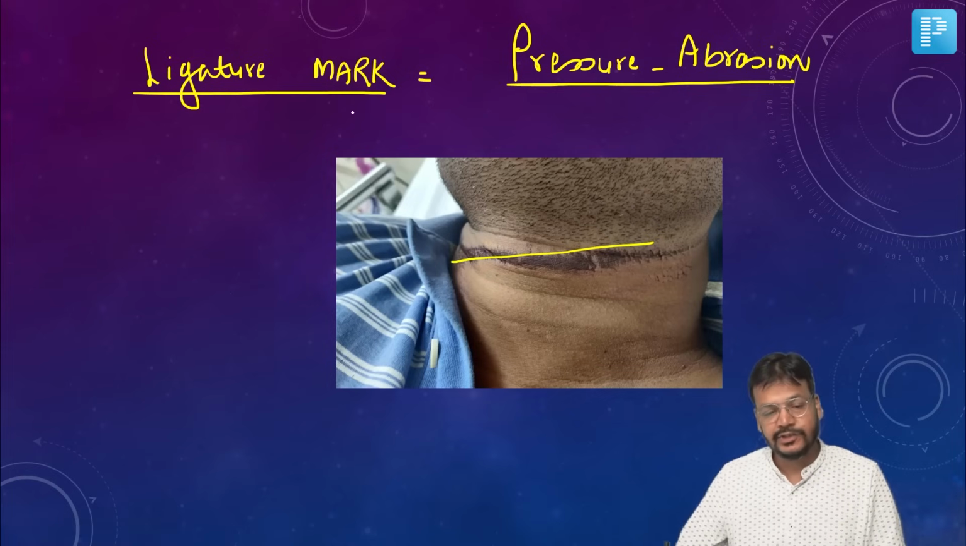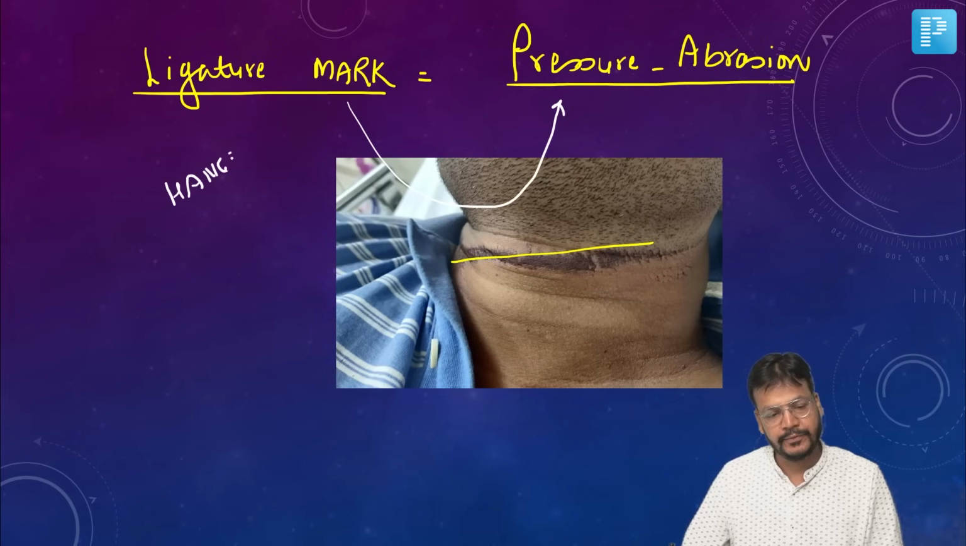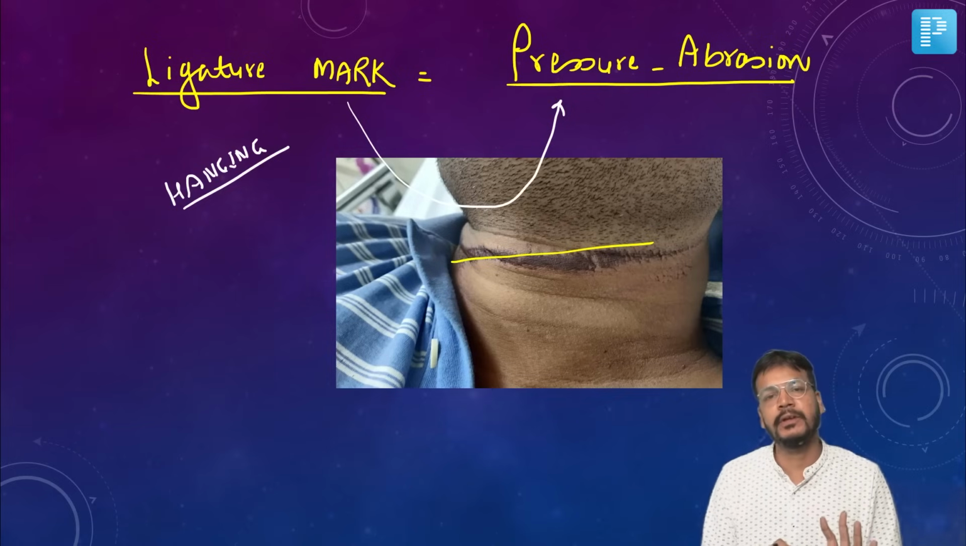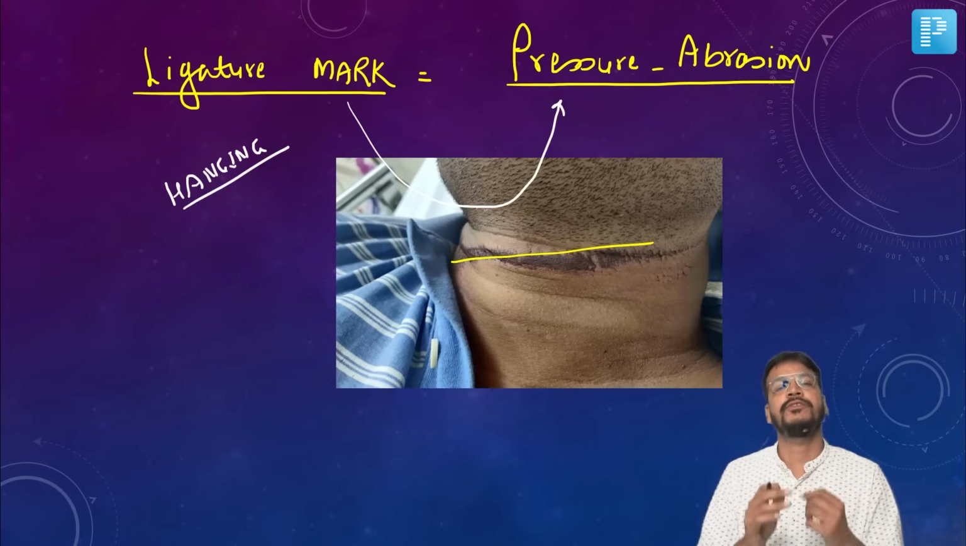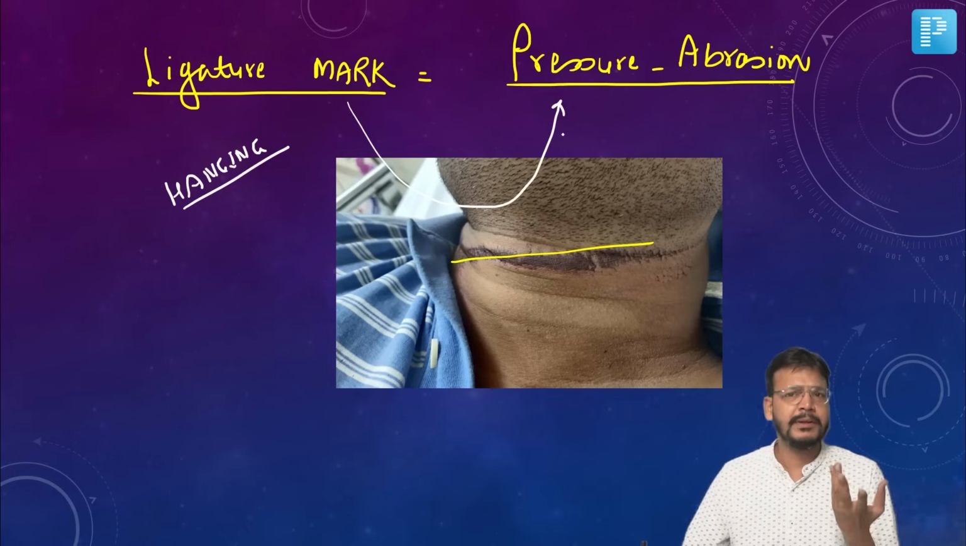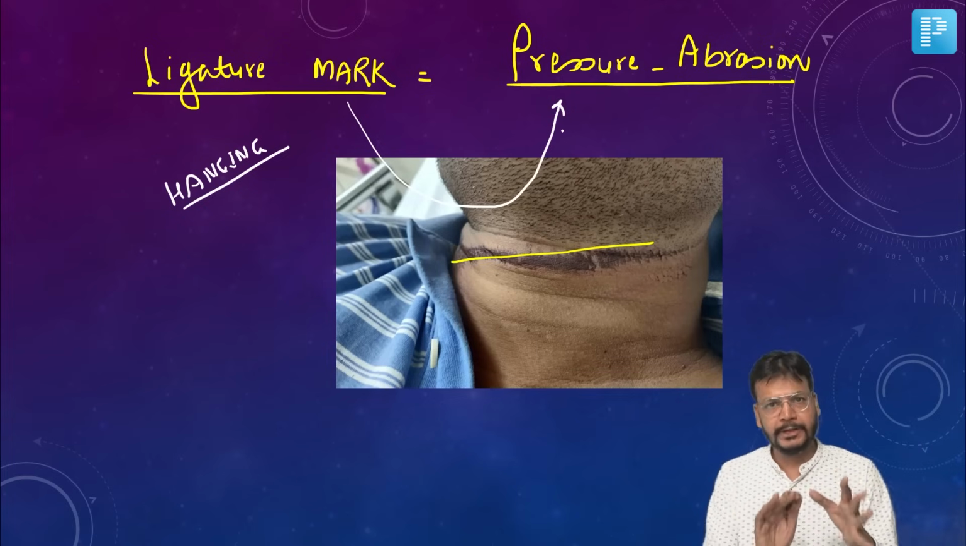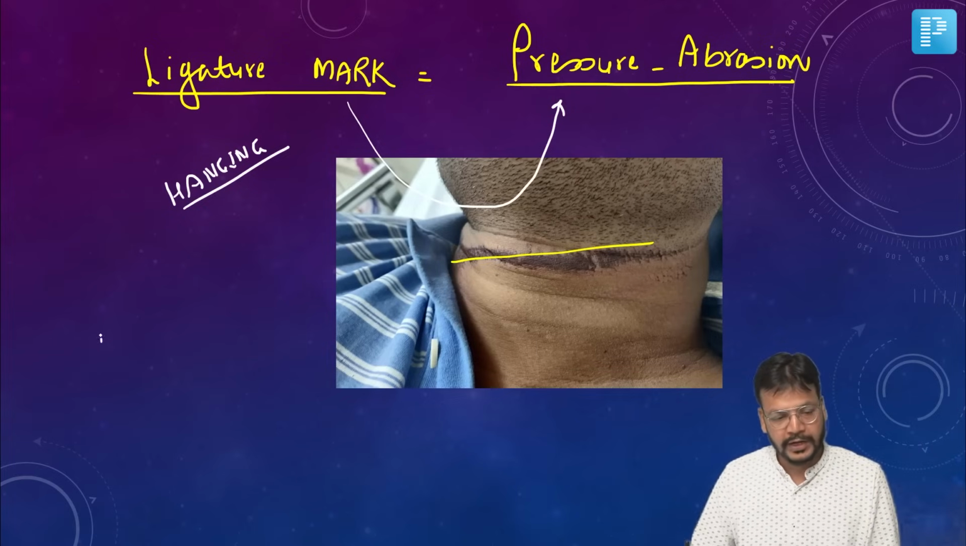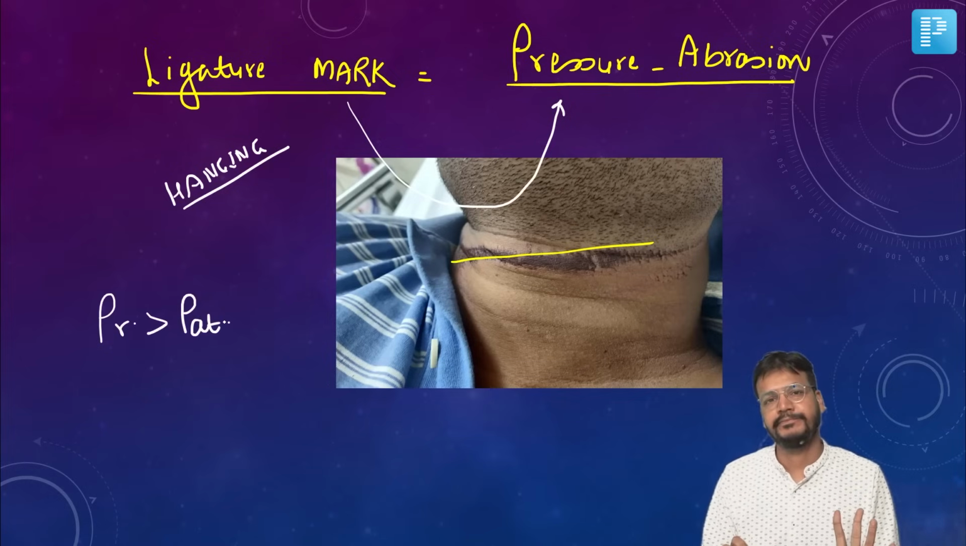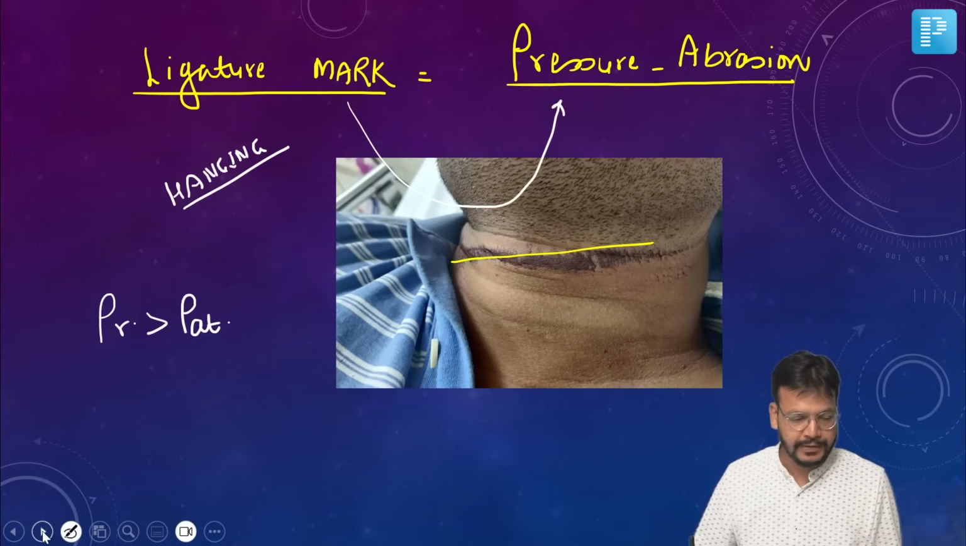This is a ligature mark in cases of hanging. My dear friend, this is a pressure abrasion because it creates pressure. Pressure abrasion is a better answer. If pressure is not given, you can pick the pattern also, but pressure abrasion is better. If you get a question on ligature mark in hanging, the first answer will be pressure, and the second better answer will be pattern. These are the types of abrasion.